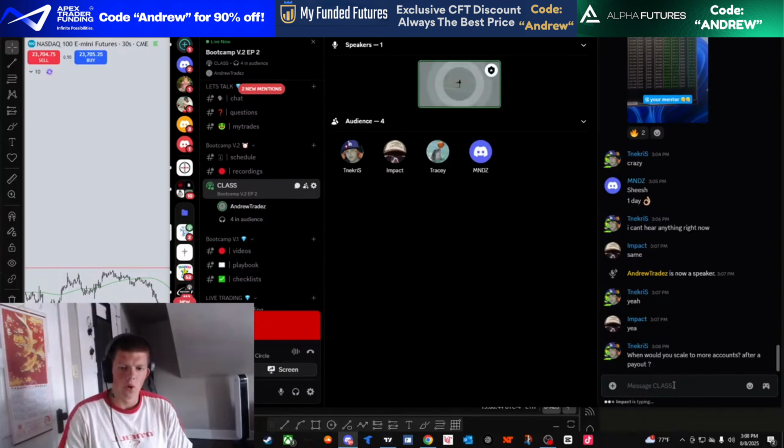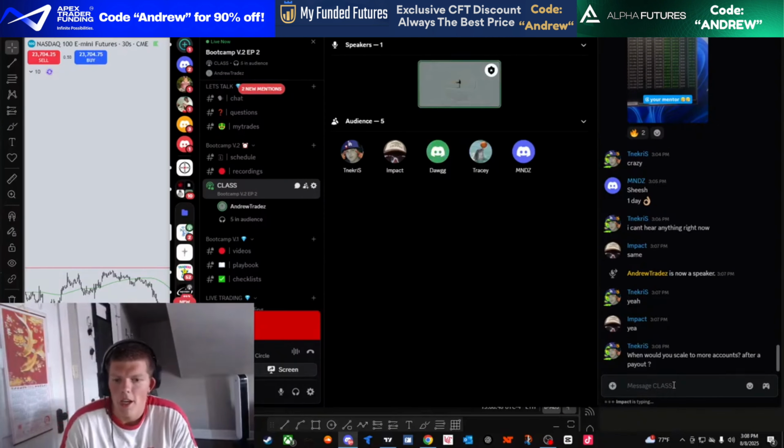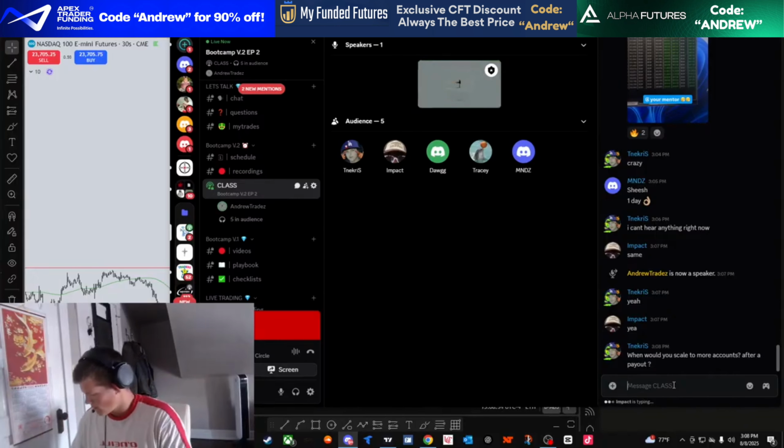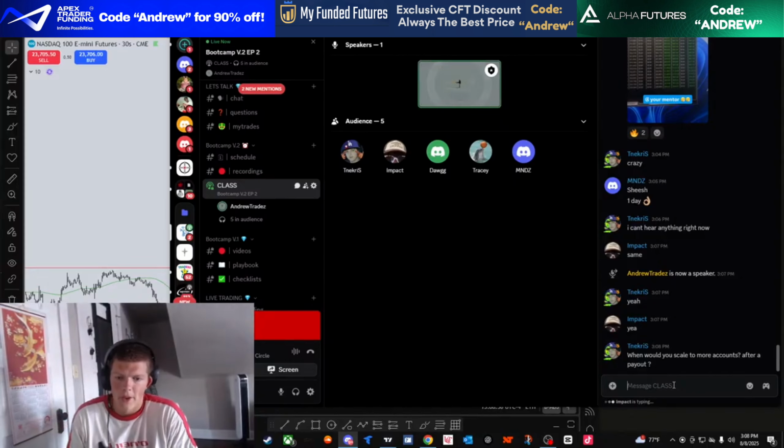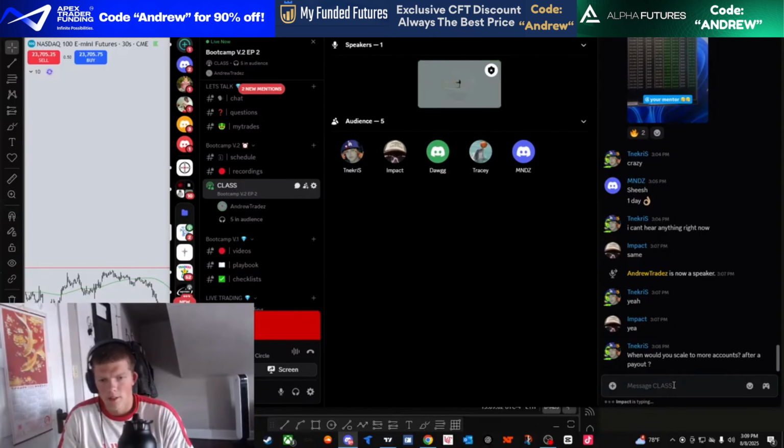Start scaling to 2 more accounts, 3 more accounts, 5 more accounts. But if you're getting small payouts and you're still debating if you have a good model, then maybe get another payout on that account and then start scaling. I knew my model was working because I got my first payout, and I was like, yeah, this is working. I'm scaling immediately. And from there, that one account that I started with, I've scaled ever since.